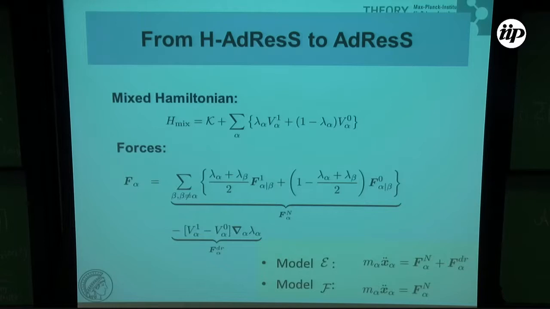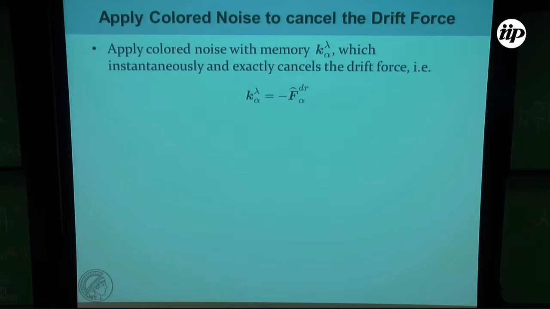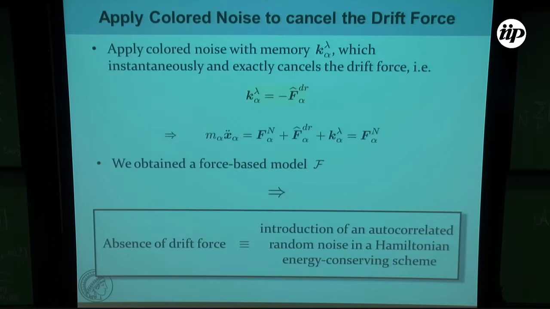So when I say that I introduce a colored noise with memory function, which is just this average drift force locally with a fluctuating particle, if I do it like this, I can go on. I don't want to go into the detail, but what I can say is that the absence of a drift force is the same as introducing an autocorrelated random noise in the Hamiltonian energy conserving scheme.